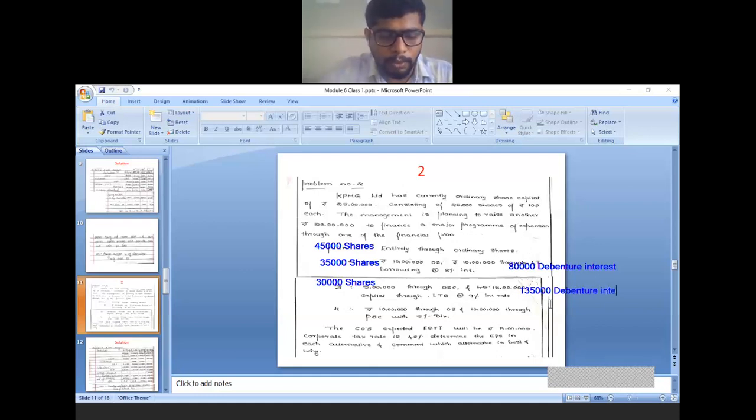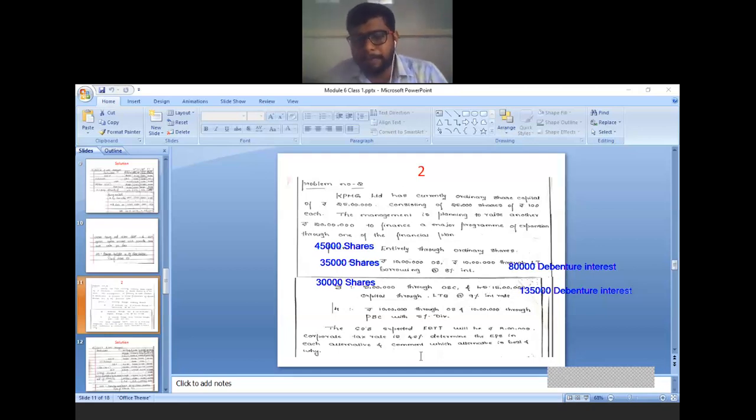Note down, if you are not understanding the concept, note down everything, the calculation. 45,000 shares, 35,000 shares, 30,000 shares, 80,000 debenture interest, 1,35,000 debenture interest. But preference share capital is missing once again, because in the plan they have not considered preference share capital.